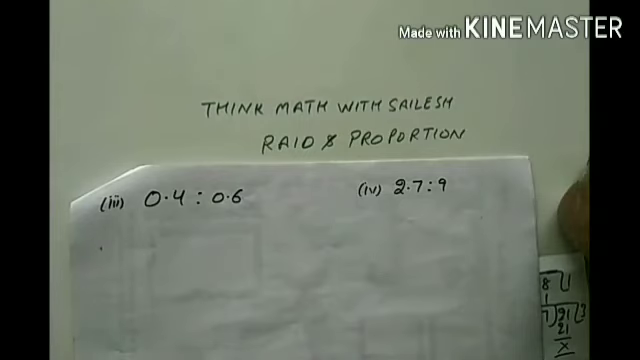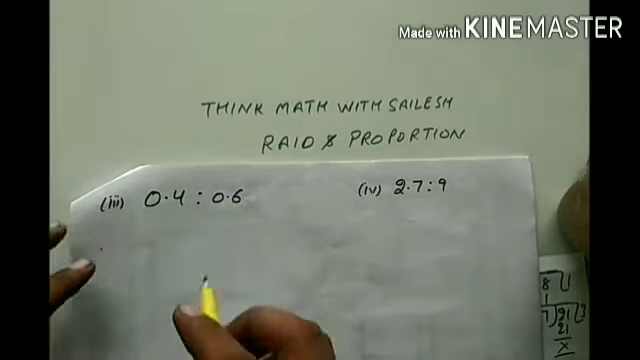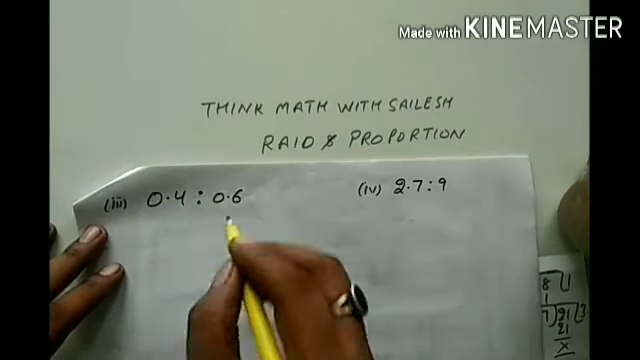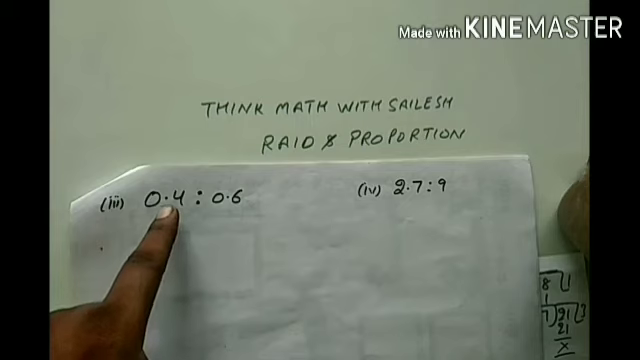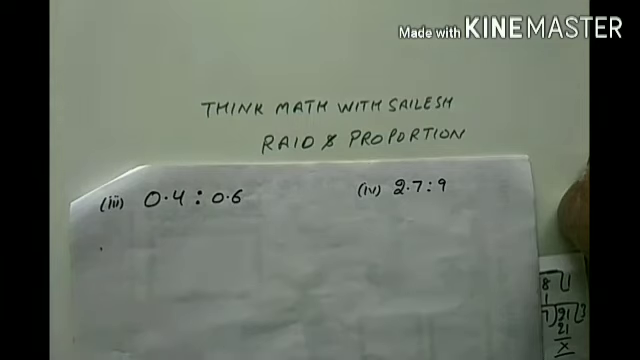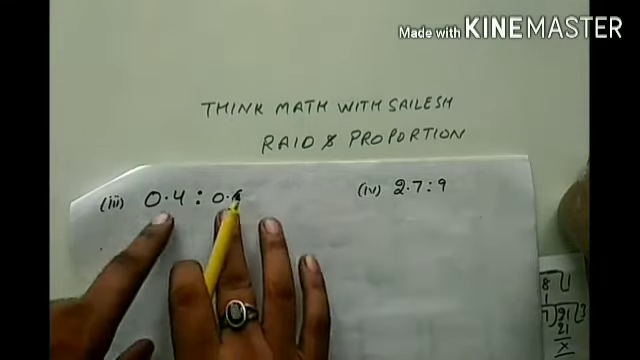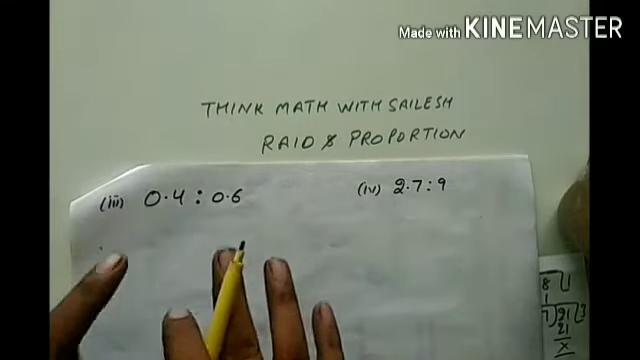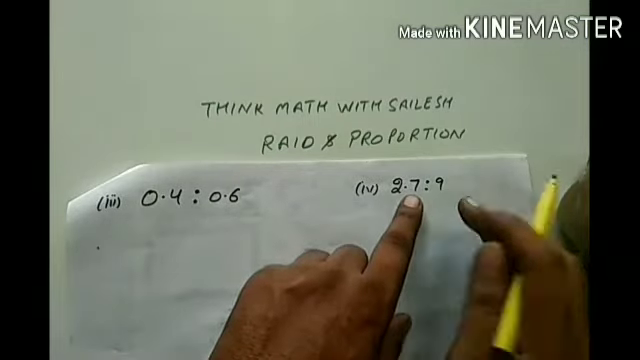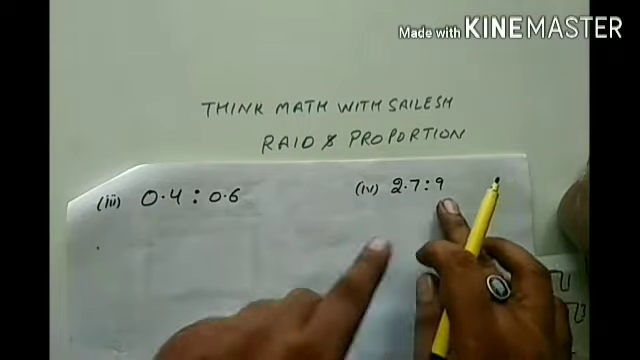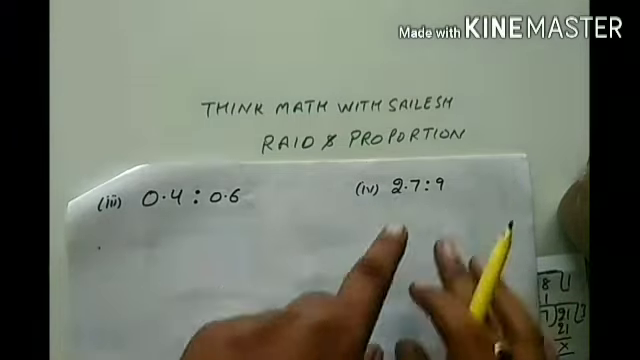Now we are on the third part. Here you can see 0.4 ratio 0.6. Firstly, in these types of sums you have to see that after the decimal there is one digit and one digit. Therefore these are like decimals. Like decimal terms are those where the number of digits after the decimal is the same. Here you can see 0.4 and 0.6. These are like decimals, but 2.7 ratio 9 is not like decimal.